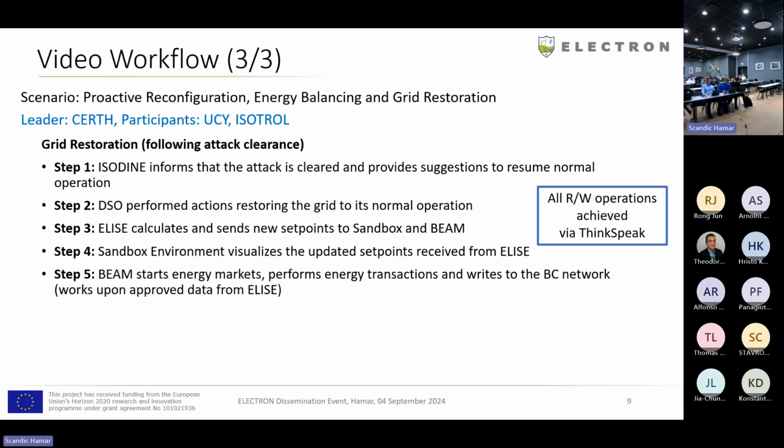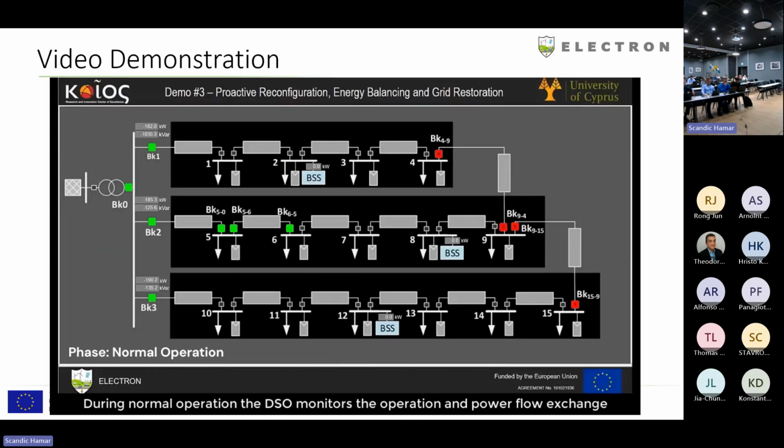the attack phase. The final phase is the grid restoration phase, where Isodine informs that the attack is cleared, and provides the suggestions for restoring the grid to its normal operation. The DSO, again, performs the new optimal set points to the sandbox environment, but also to the BEAM component. And then BEAM starts the energy markets, performing some energy transactions and writing these transactions to the blockchain network. This is more or less the workflow of the video.